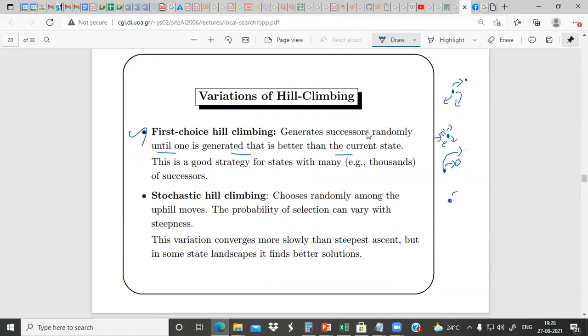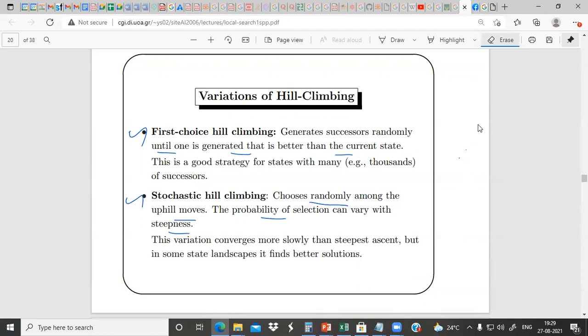Next is stochastic hill climbing. What is stochastic hill climbing? Stochastic itself means some probability is involved here. It chooses randomly among the uphill moves. The probability of selection can vary with steepness. So assume that this is the current state, but from the current state, there are multiple uphill moves available. Actually, you should visualize it in 3D space. Here we cannot draw in 3D space, it is a 2D space.